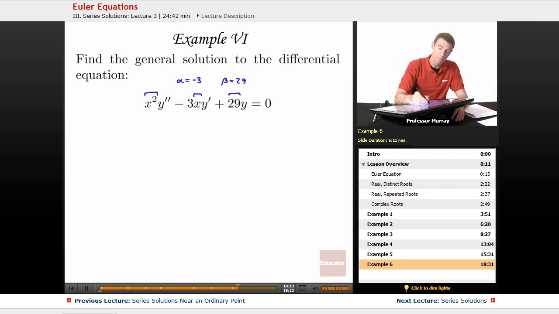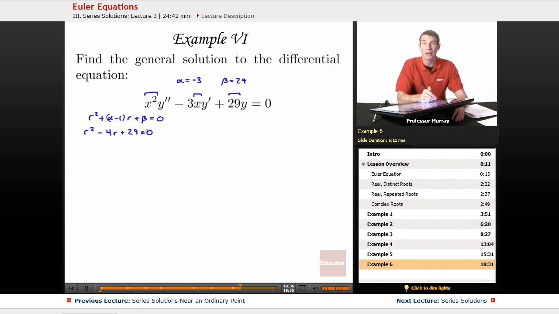Beta is 29. We'll go to our generic characteristic equation, r squared plus alpha minus 1 r plus beta is equal to 0. So alpha is -3, alpha minus 1 is -4. R plus 29 is equal to 0. And it'd be great if that would factor, but it doesn't factor easily. So we're going to go to the quadratic formula for that. So r is equal to -b plus or minus the square root of b squared minus 4ac over 2a.